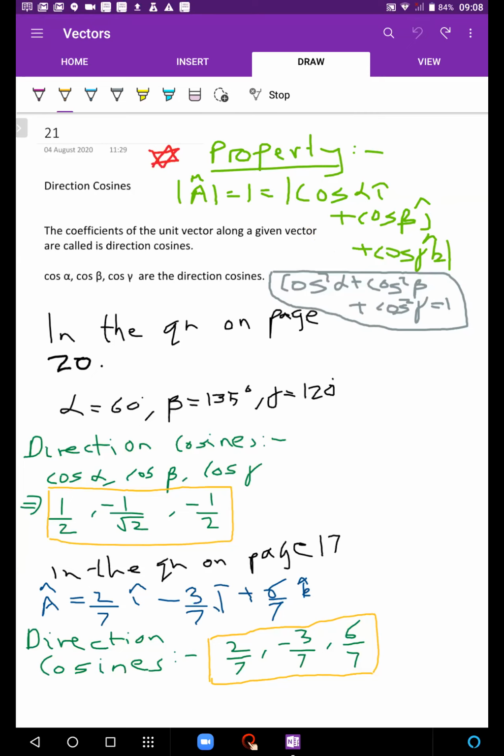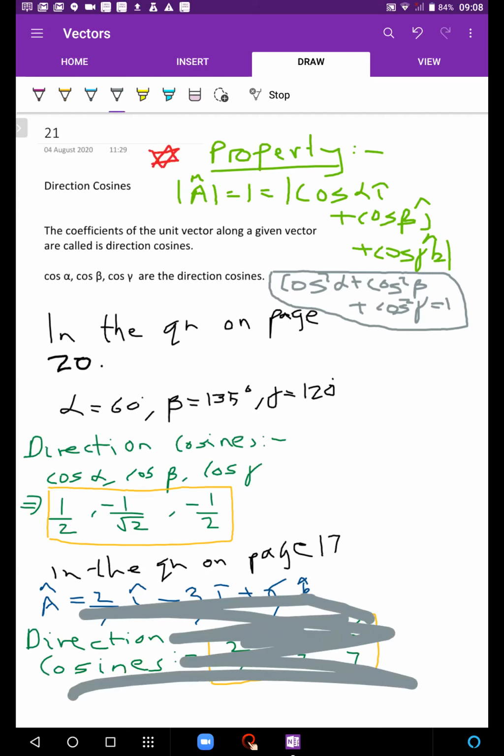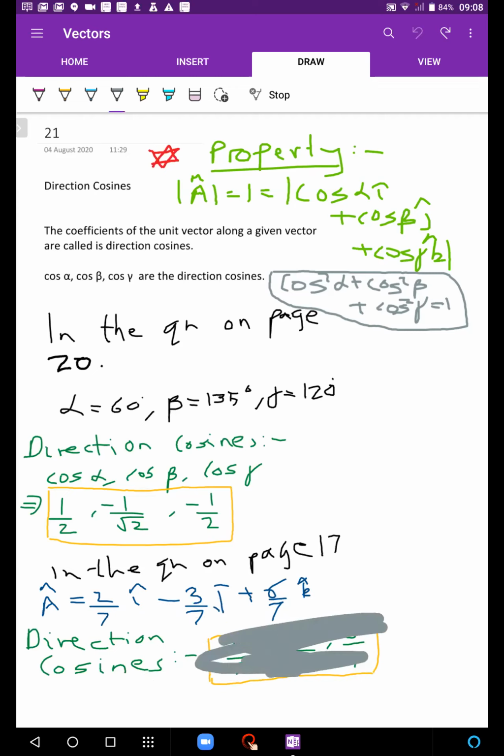Now I'll explain this property in the end. But before that, in the question on page 20, in the previous page, we had these values for alpha, beta, gamma: 60, 135, 120. So what are our direction cosines in that question? Our direction cosines are directly cos of these angles. So it's cos of 60, cos of 135, cos of 120.